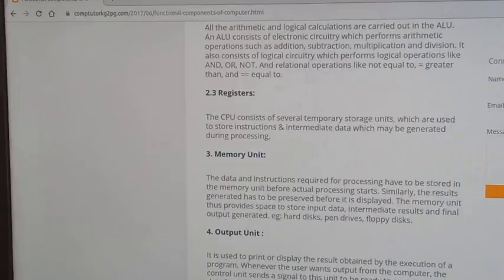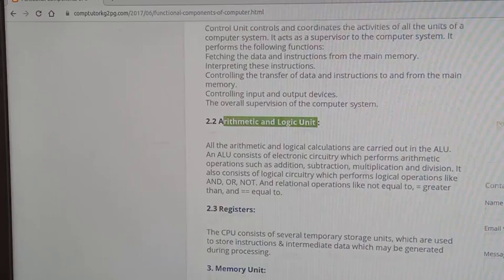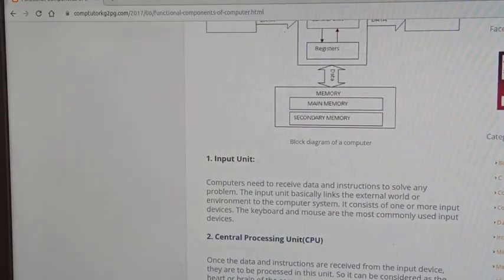So then the last unit is called output unit. What is the use of output? If you want to see your output, we can use the monitor. Or if you want the hard copy output, we can use the printer. If you want that output in the form of sound, we can use a speaker. So this is the explanation for this figure, the block diagram of a computer.